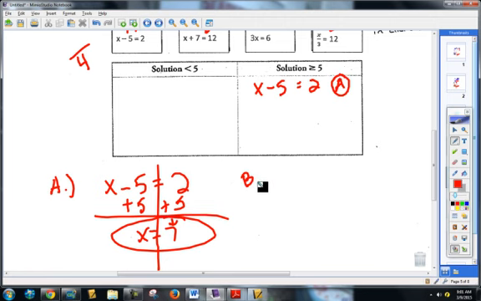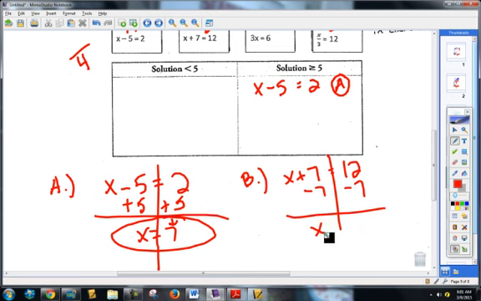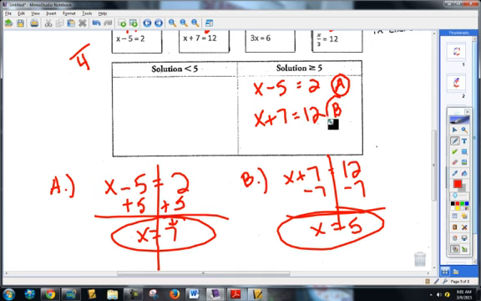All right, now let's go to B. Okay, I see it's x plus 7 equaling 12. Ask myself what's happening to the variable. 7's being added to it. Then I'm going to subtract 7. That's going to give me x equaling 5. Now, would 5 be less than 5? Nope, it would be greater than or equal to 5. So therefore, this would be x plus 7 equals 12, and that would be letter B. There's your second point in your second checker X.